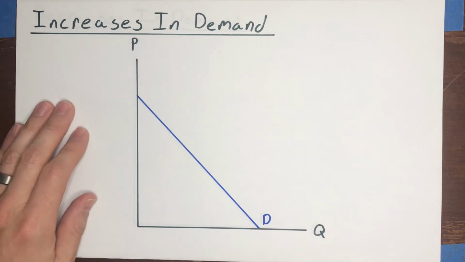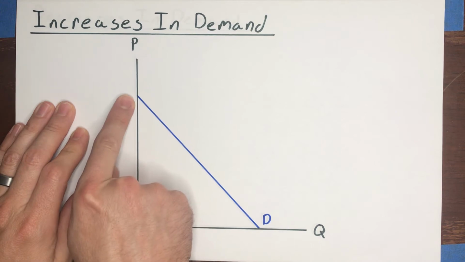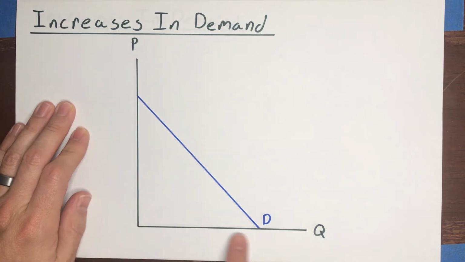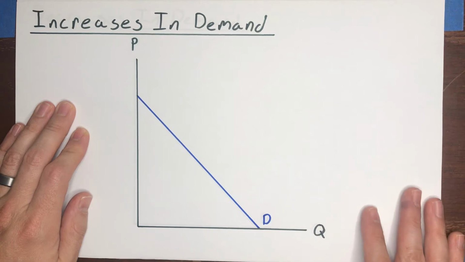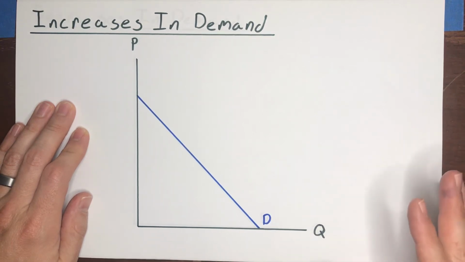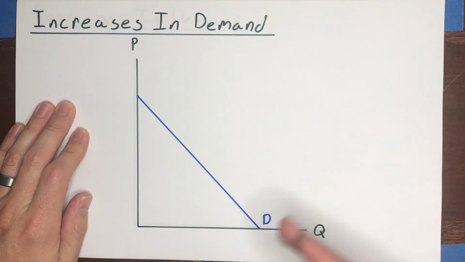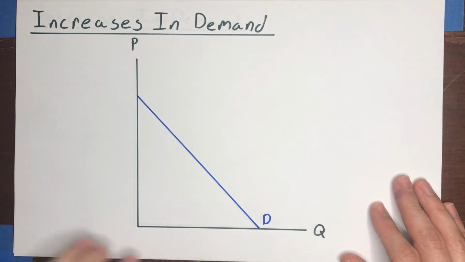Recall from earlier in this series that the demand curve maps out the relationship between the price that you charge for a product and the quantity of units that consumers will want to buy at that price. Now, that relationship can change. It's not a static concept. In the next video, we'll talk about the things that will typically change and move the demand curve around, that change the relationship between price and quantity demanded.